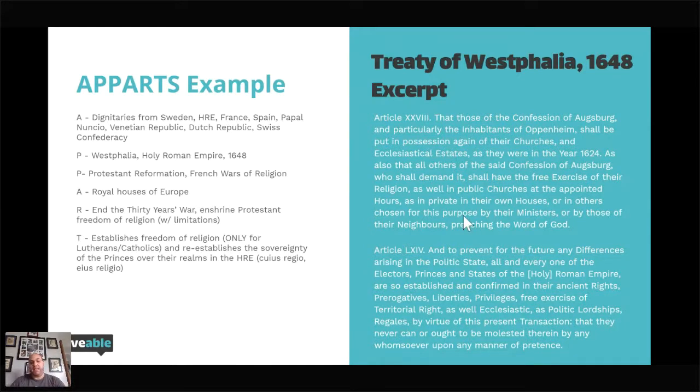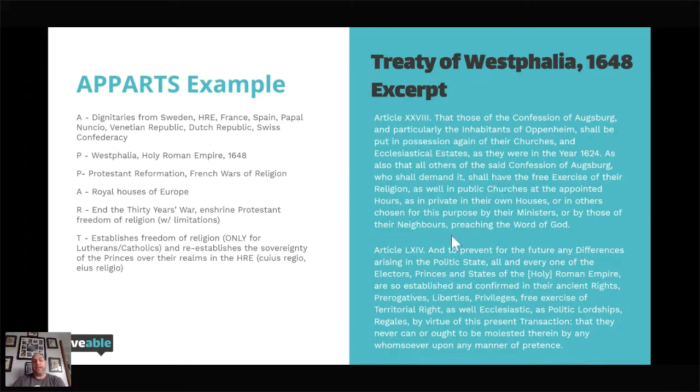All right. Article 28, it's basically saying, okay, the war is over, and we are going to honor what was then called the Confession of Augsburg. You might have learned it as the Peace of Augsburg in your class, which is, again, only here for Lutherans. It is not for all Protestants. Notice who's not involved in these negotiations. England. Dignitaries do not include England. So English Protestants don't count if they move to the continent. Jews definitely don't count, neither do Muslims. This is only for Lutherans and Catholics.